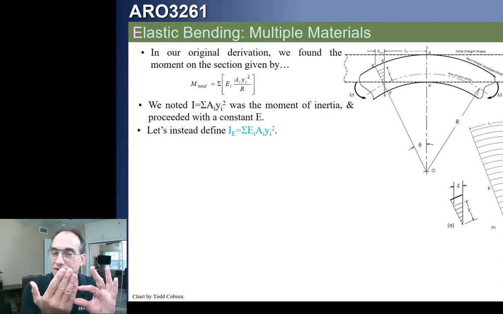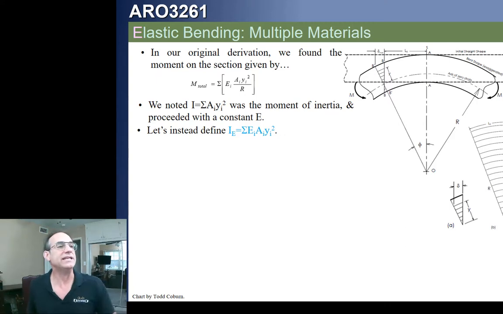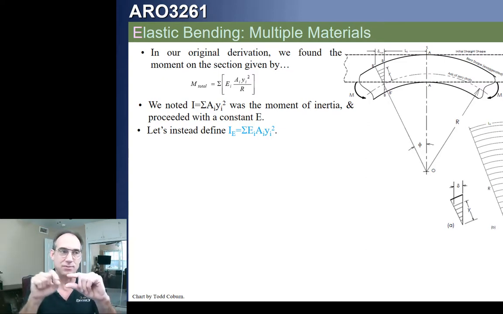It's going to be a combination. To get the relative resistance of the section, we're going to need a combination of the I and the E. So all we need to do is, instead of I being the sum of the AY squareds, we can define a new term, I sub E, which is the summation of the EAY squareds. So we're going to take the area of each little strip, the Y bar of that little strip squared, and multiply by the E of that little strip, and then sum up those values for all the materials.